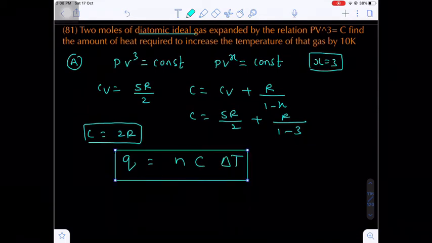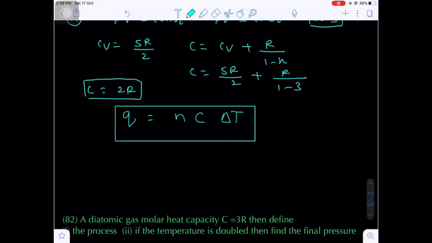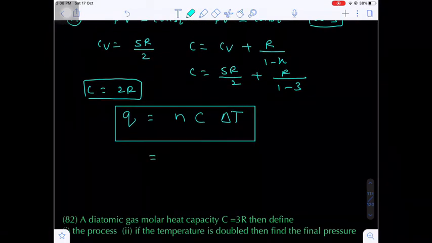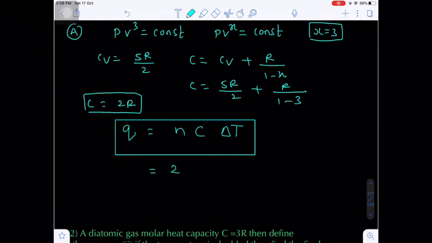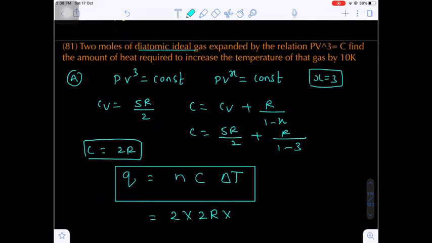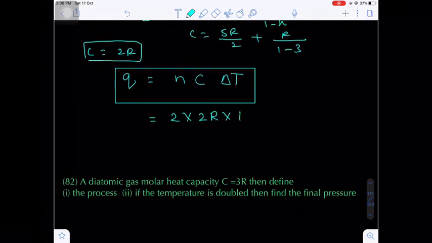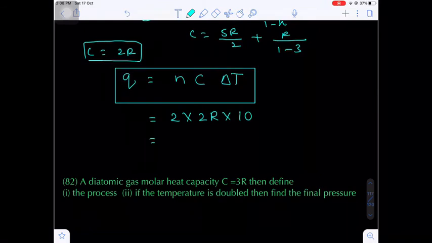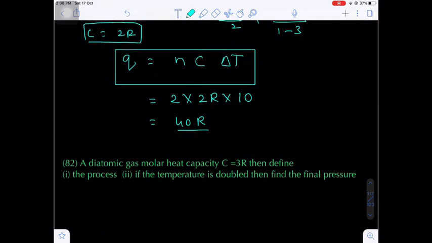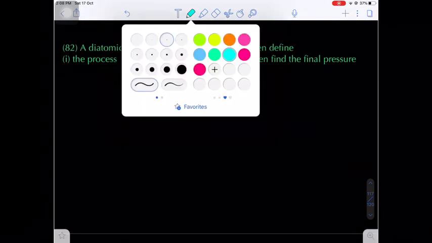Are you getting my point? This is the heat exchange in a polytropic process. Now that will be equal to, how many moles are given? 2 moles. What is the C value? Just now we calculated, that will be 2R. And what will be the increase in the temperature? T2 minus T1, that will be 10 Kelvin. So 2 into 2, 4. 4 into 10, 40. So 40R will be the final answer.